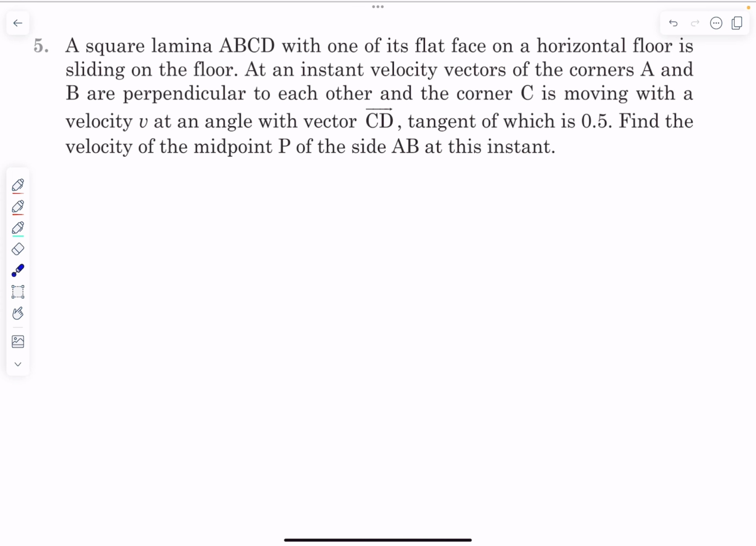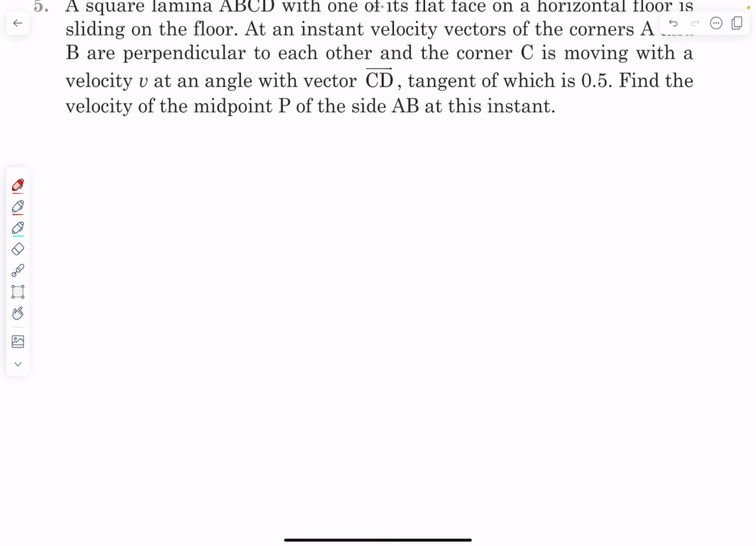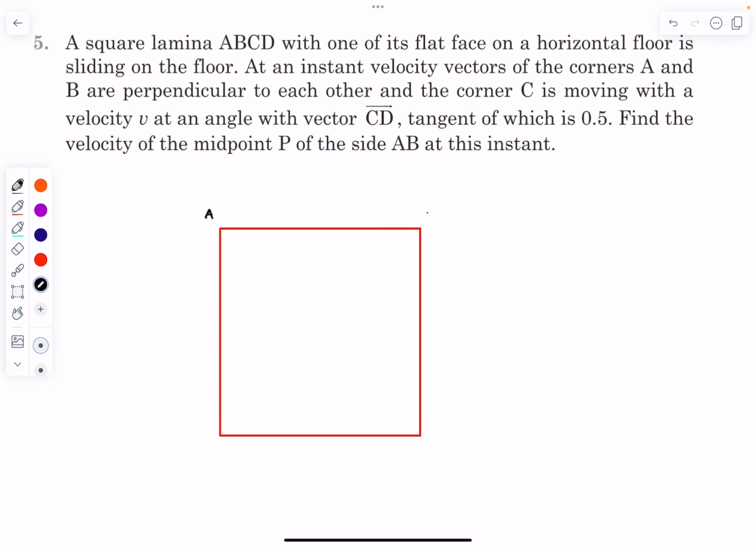Okay, so we have to draw a diagram to make sense of this. The angle that it makes, the tan theta of it is given to be 0.5. Find the velocity of the midpoint P of the side AB at this instant. So we have a square that is given to be sliding on the floor. Let's say this is A, B, C, and D. Now velocity vectors of corners A and B are perpendicular to each other. That itself directly implies that the square is also rotating, because otherwise the velocity vectors of all points will be parallel.